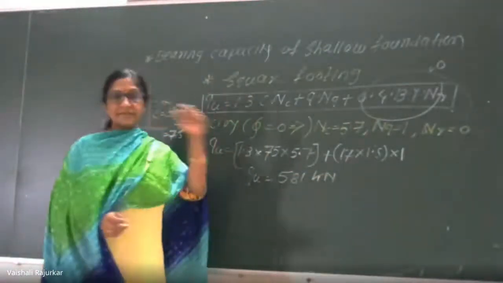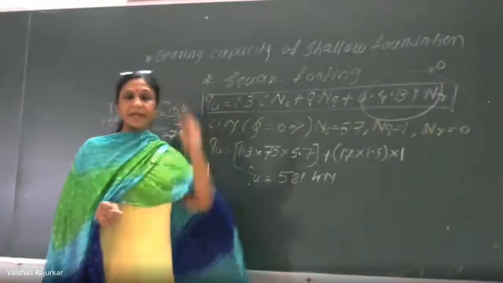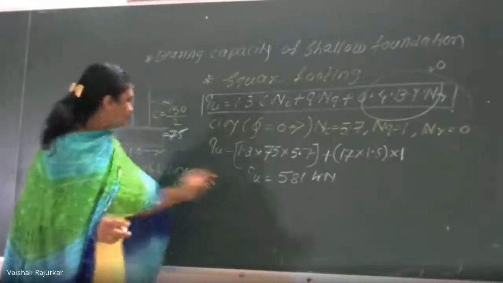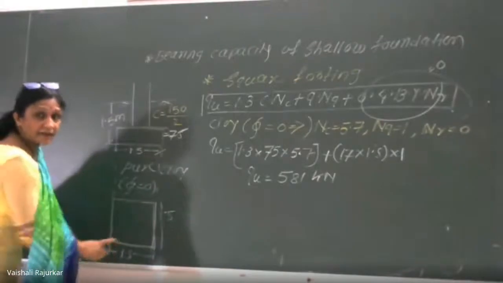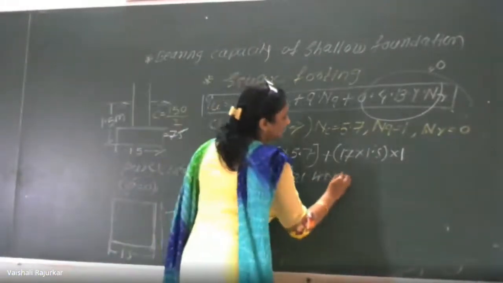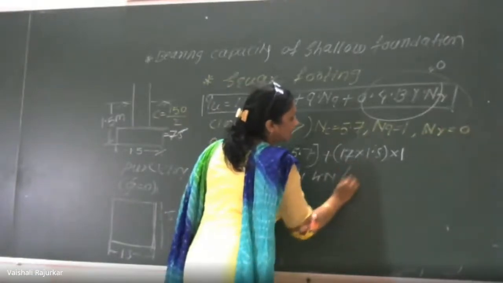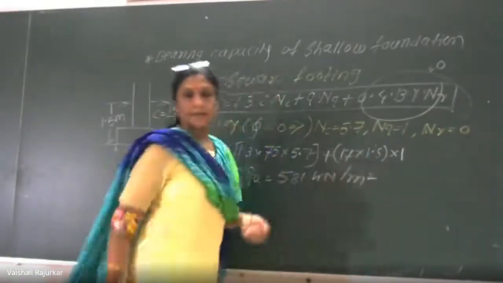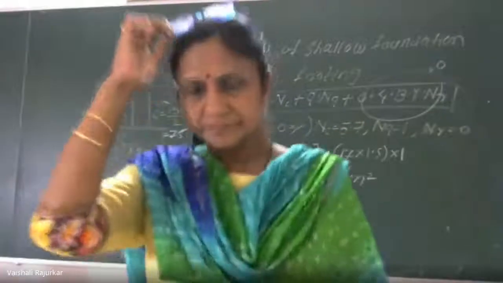The unit, always remember that when the problem becomes three-dimensional, with an isolated footing, in that case, if there is a definite area, the pressure or the bearing capacity is in kilonewton per meter square. Right? Write down the next problem.